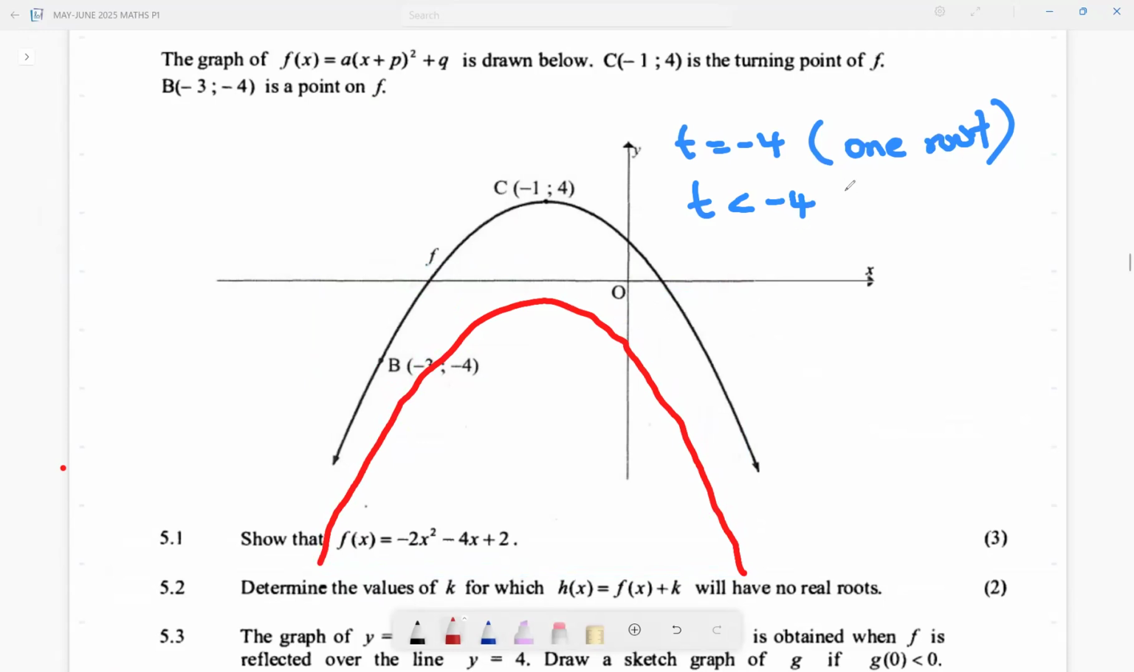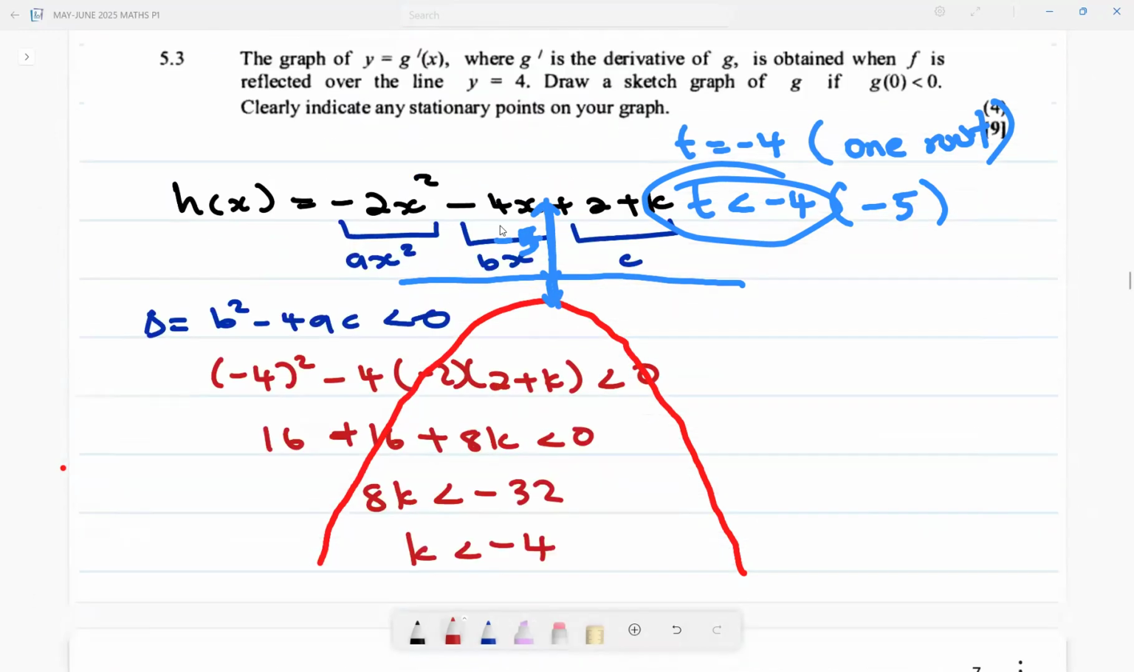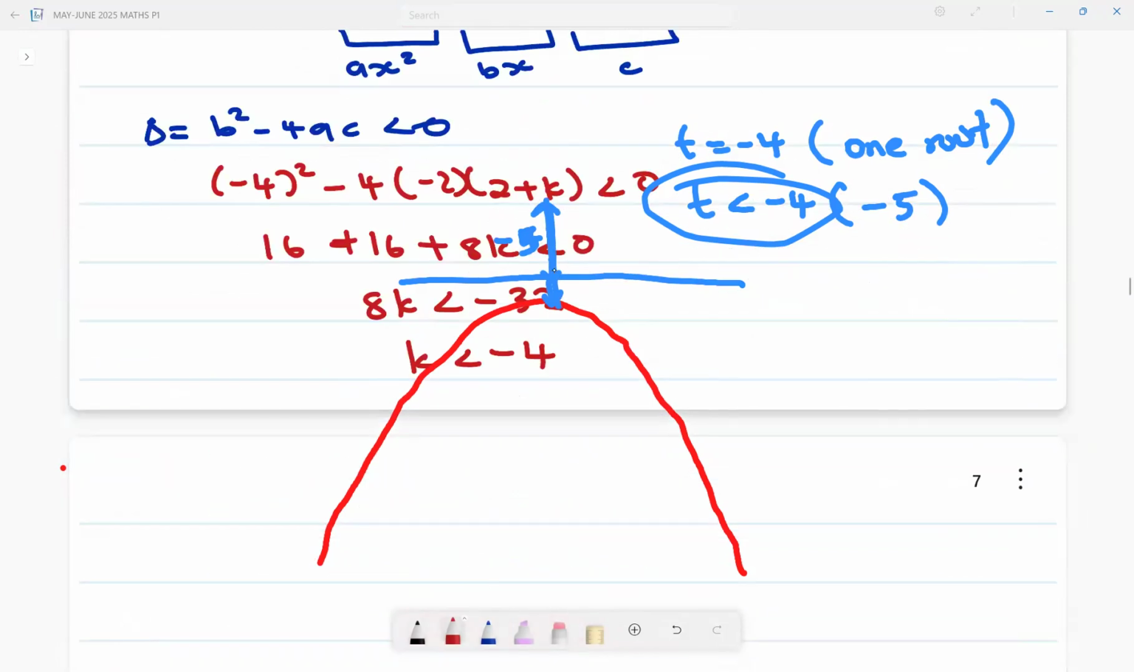What do I mean? If t is less than negative 4, for example if t were negative 5, from here to here it is exactly negative 4, so from here to here it can be maybe negative 5. When t is exactly equal to negative 4, it gives me one root, so I need it to be further than negative 4. It should be less than negative 4, guys. So can you see that this is the answer that we got there? That k should be less than negative 4. So let me clear those things there, guys.